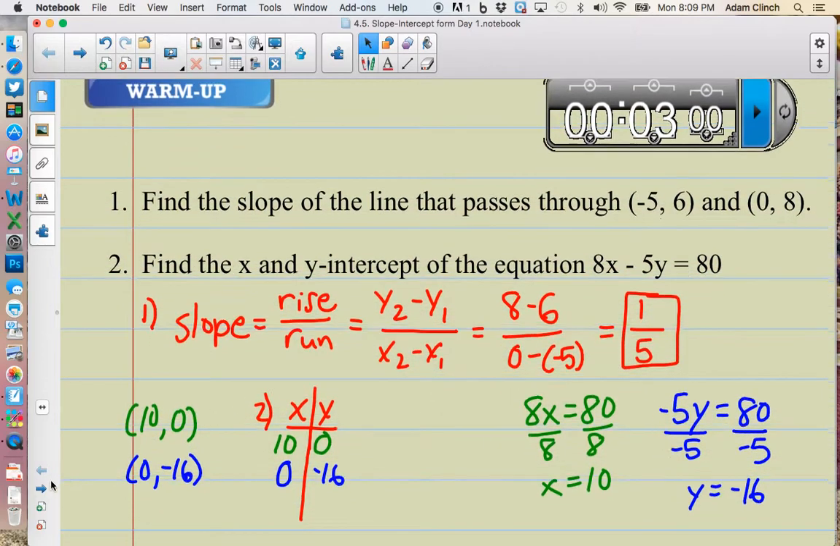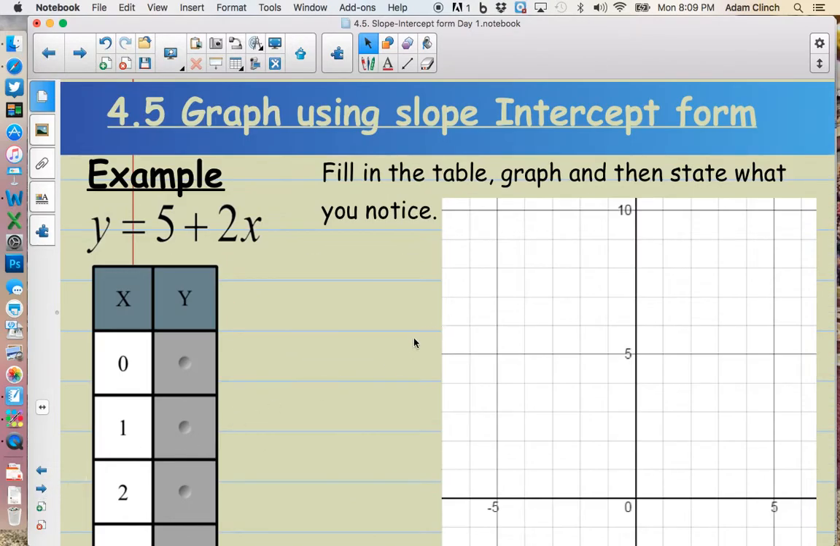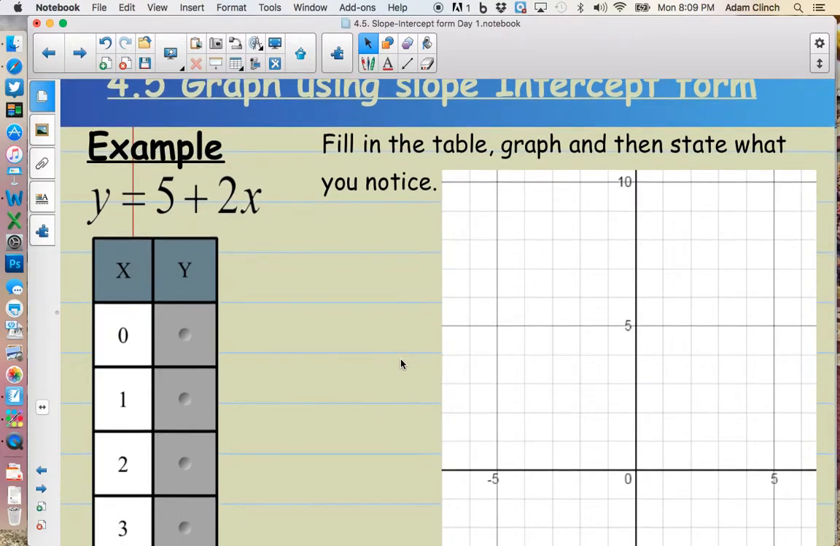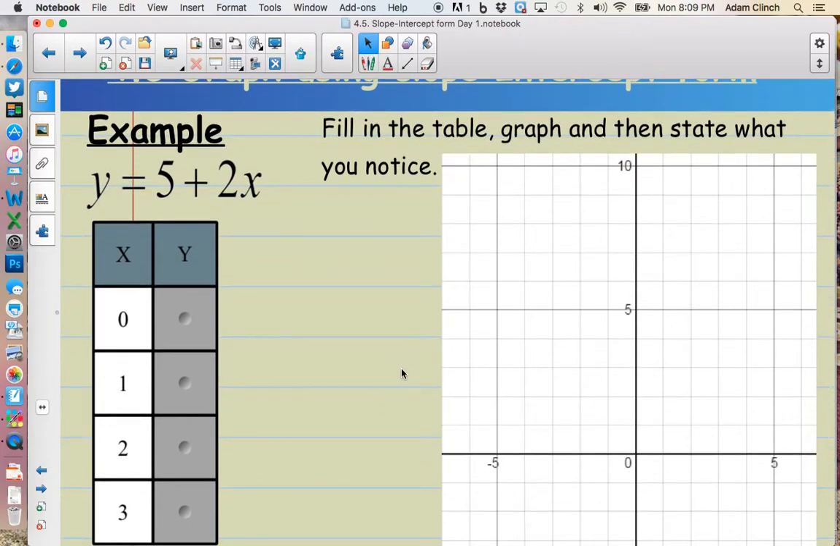So moving on to the first part from your notes. The first question is, let's use what we already know to discover what we're going to be using as our new tool. So the first example is just to fill in the table and then graph and state what you notice. So we already know how to do this. We've graphed before by making tables. We chose 0, 1, 2, and 3 for x, and then we found y by plugging in those values for x.